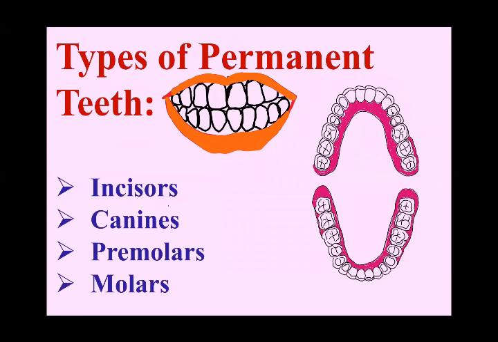Now the topic which we will cover today is types of permanent teeth. First of all, there are 32 permanent teeth, and here the jaws of human beings are shown.